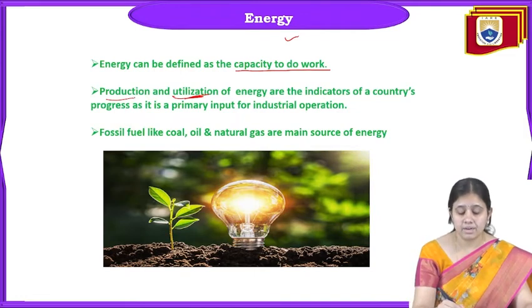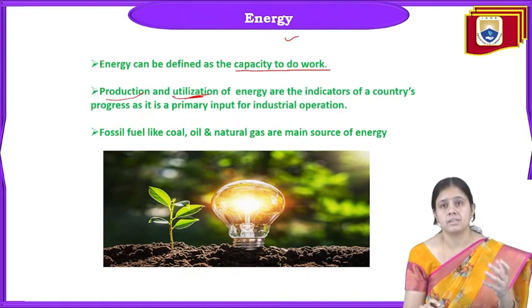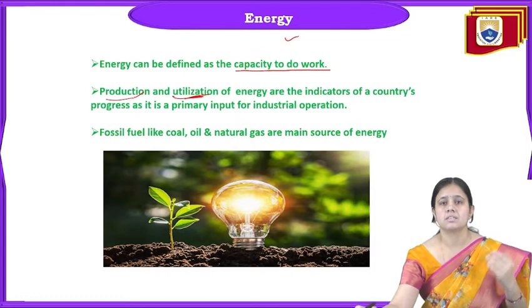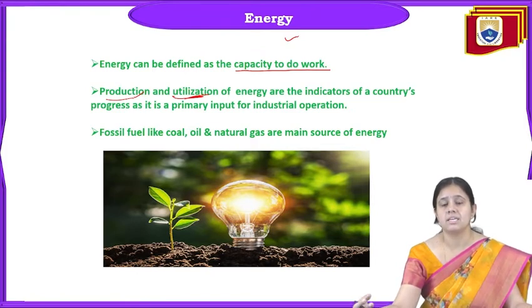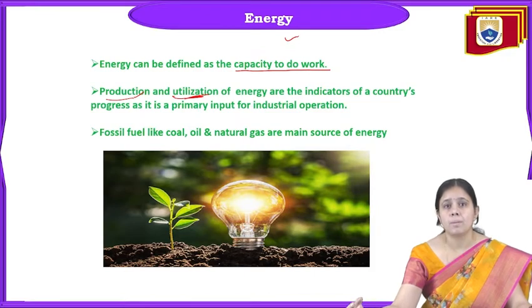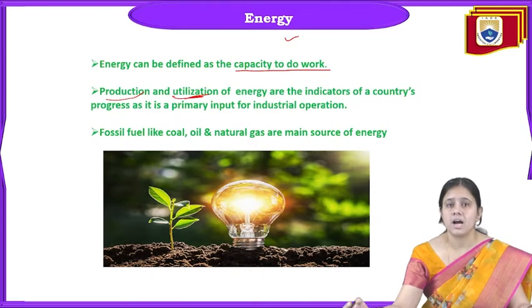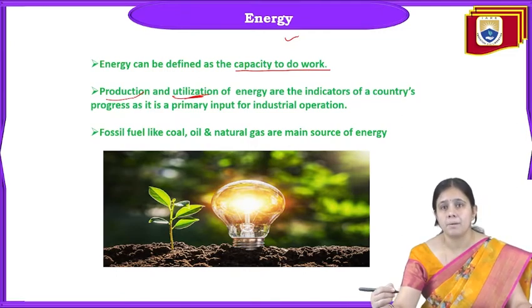If a country is doing very good production of energy, and the energy utilization of that country is very good, that means that country is growing very fast and is a developed nation. The USA has a high production of energy, and they utilize their energy in different sectors in a very prominent way, so the USA comes under developed countries. Our country comes under the developing nations.